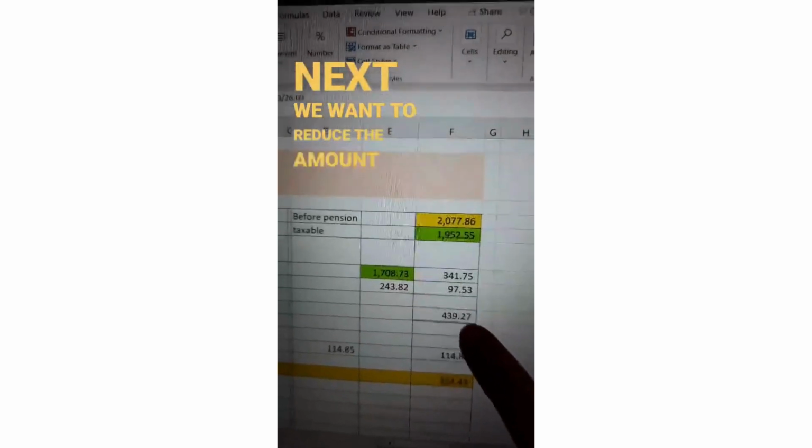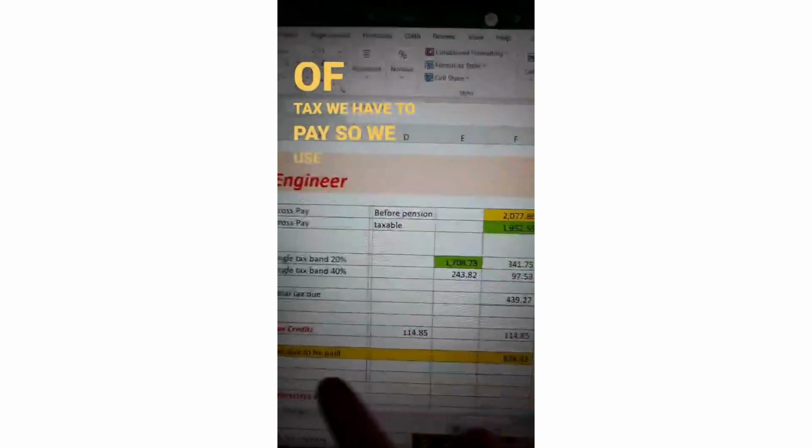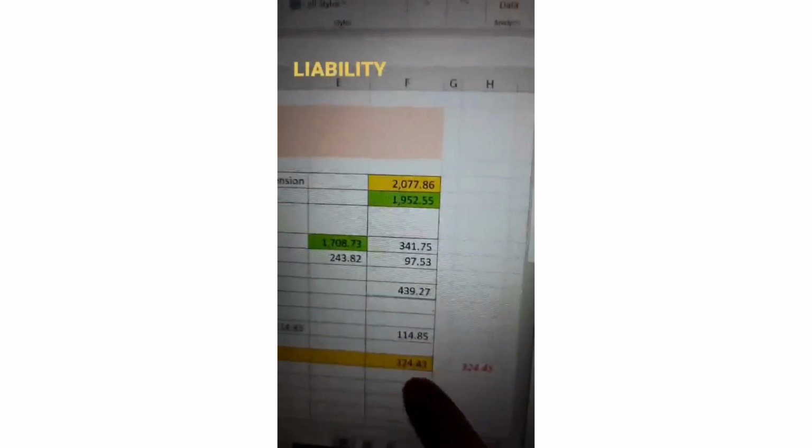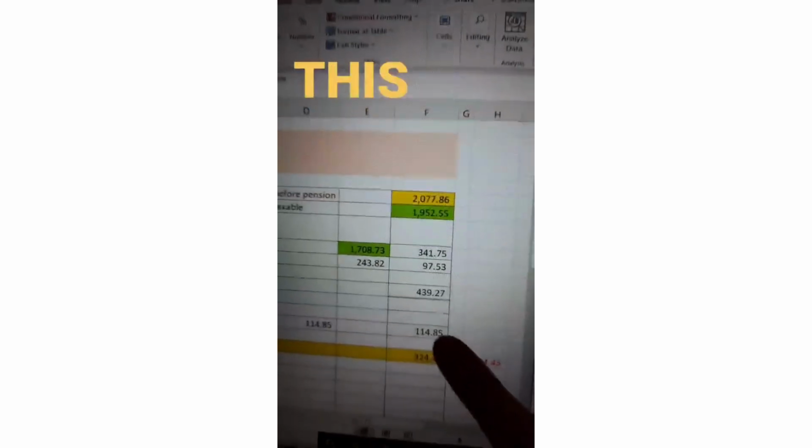Next, we want to reduce the amount of tax we have to pay, so we use tax credits to be able to do this. So this person has 114.85 to use against her tax, which brings her liability down to 324. Now this is where things get interesting.